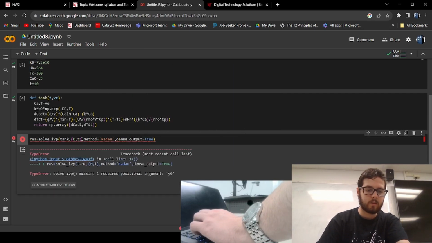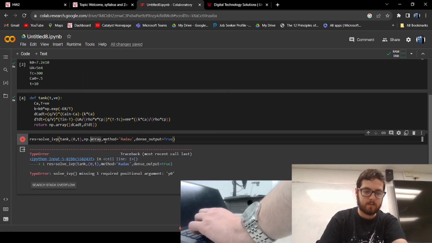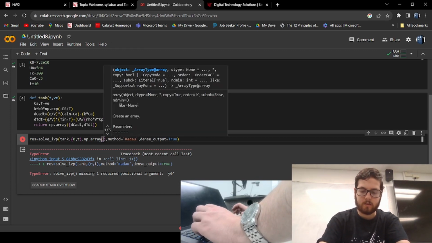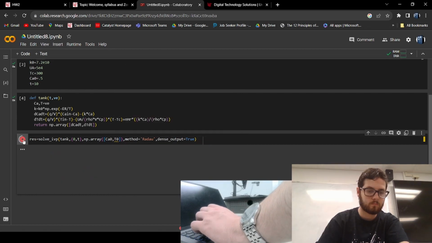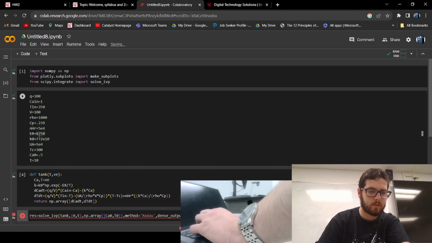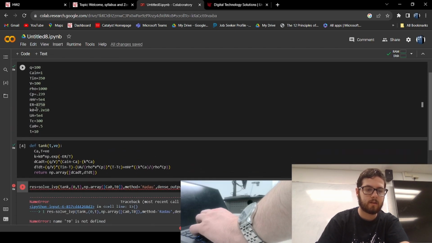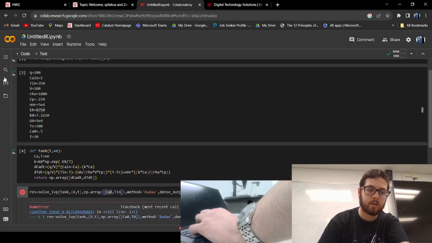Oh wait, I need y0, which is going to be an array. I need this to be the array of initial concentration and temperature. Didn't I define T0? Ah, I put it as T in. That makes sense. I'm getting this confused with the last one that I did. Yeah, I did CA0, okay.